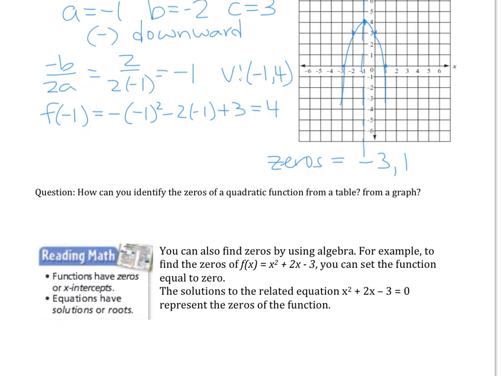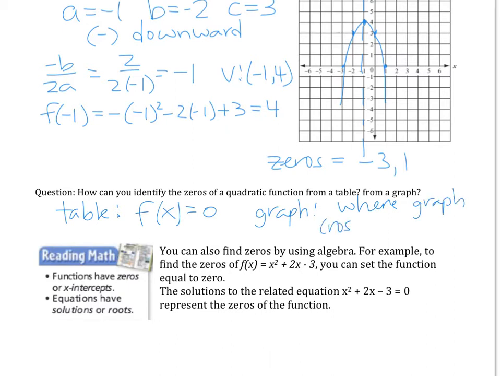How can you identify the zeros of a quadratic function from a table? So from a table, it's where f of x equals 0, and from a graph, it's where the graph crosses the x-axis.